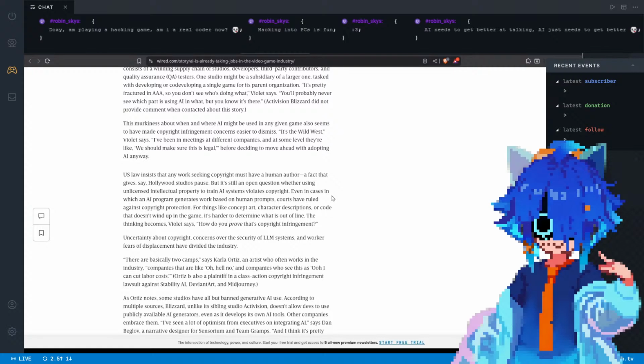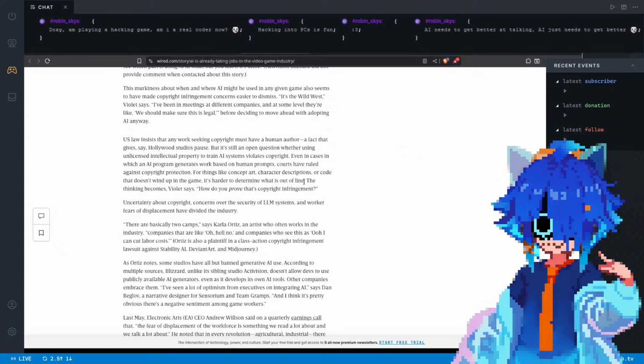The murkiness about when and where AI might be used in any given game also seems to have made copyright infringement concerns easier to dismiss. It's the Wild West, Violet says. I've been in meetings at different companies, and at some level, they're like, we should make sure this is legal before deciding to move ahead with adopting AI anyway. So just ignoring the illegality claims.